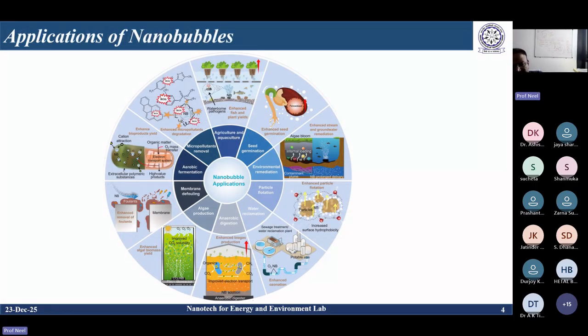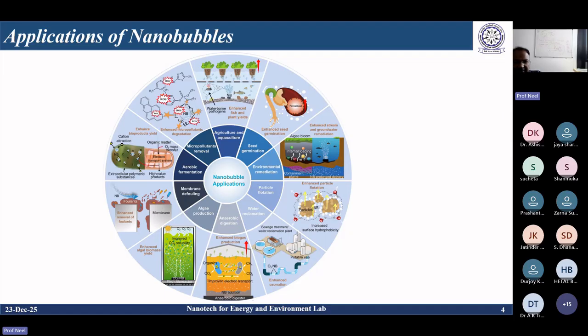Looking at the applications, it has a lot of applications based on these properties. It forms free radicals, and those free radicals can be used to degrade micropollutants. Micropollutants are typically chemical or other kinds of pollutants. These pollutants can be degraded easily because ROS directly attacks the molecules, and the molecules can be reduced to smaller molecular weight compounds.